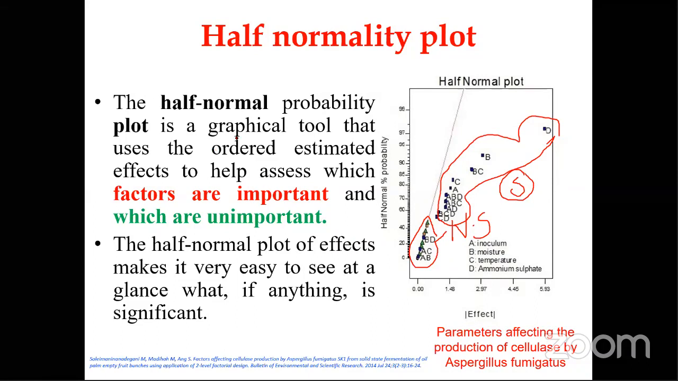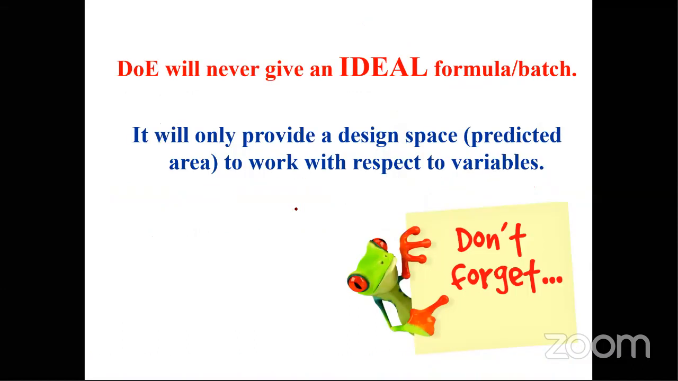So basically the half normality plot is a graphical tool that uses the ordered estimated effects and helps in assessing the important factors versus the unimportant factors, also called significant factors versus non-significant factors.